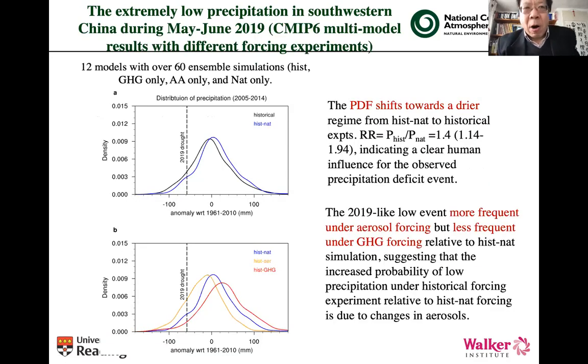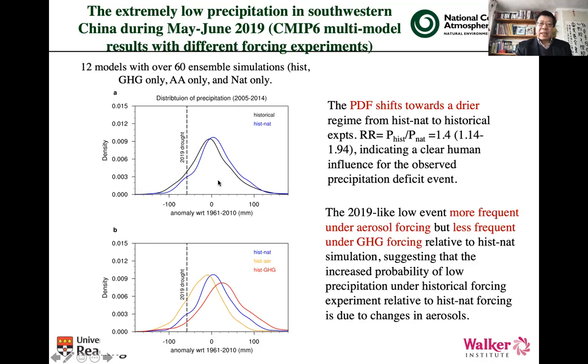This group also analyzed what caused this increase of drought events. They looked at simulations, and for these simulations we have the historical natural simulation and the historical simulation that includes all forcing, and also single forcing experiments that include greenhouse gas only, aerosol only, and natural only.